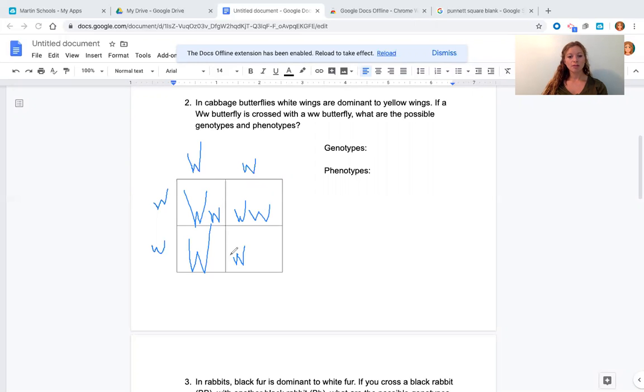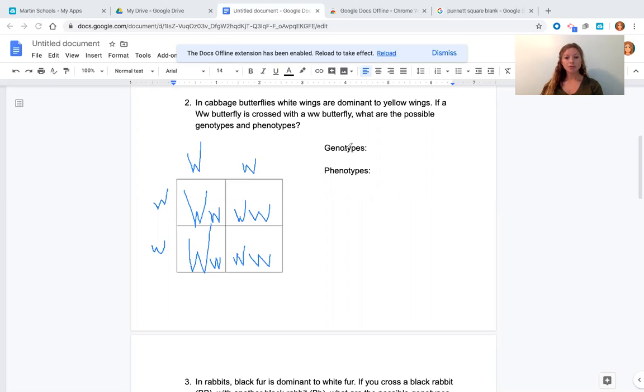And same here. These two get a lowercase w. So this is just like the cross from number 1. We crossed a heterozygous, 2 different alleles, with a homozygous recessive. So this isn't the end, okay? We did the Punnett square, but that's not the end because it says what are the possible genotypes and phenotypes.